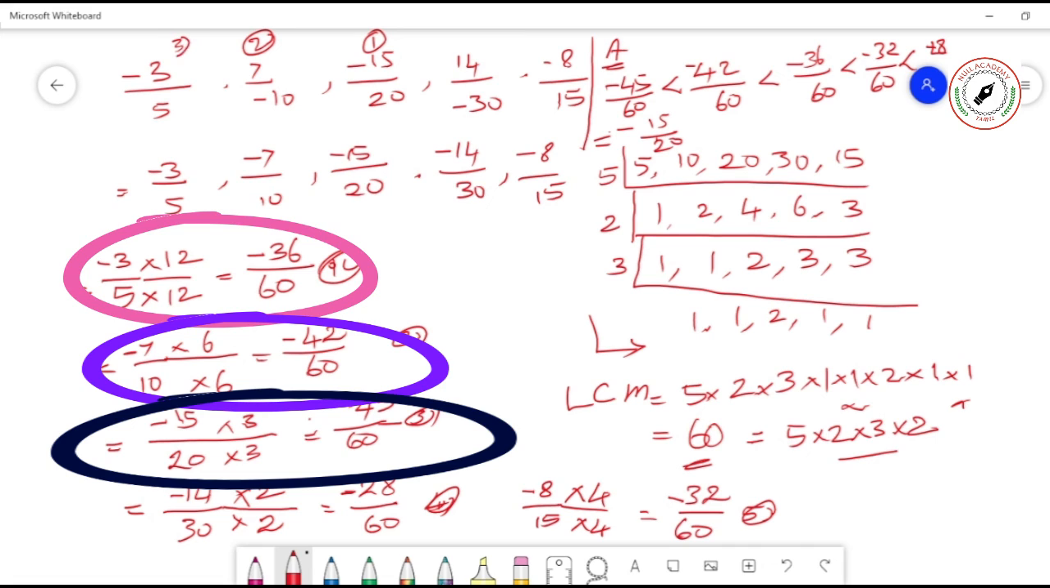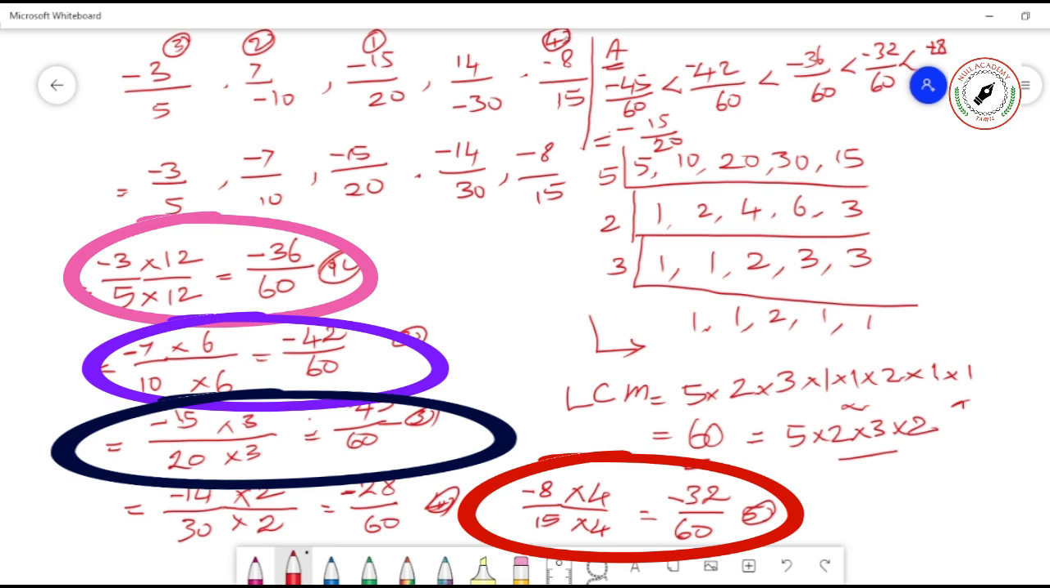This is the third one. What is the fourth one? This is the fourth one, minus 32 by 60, that is minus 8 by 15. And this is the fifth one. This is ascending order. Descending order means the same, reverse. Okay, you just check in the book.